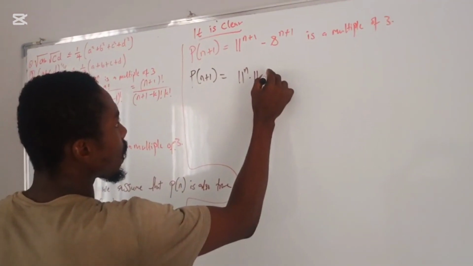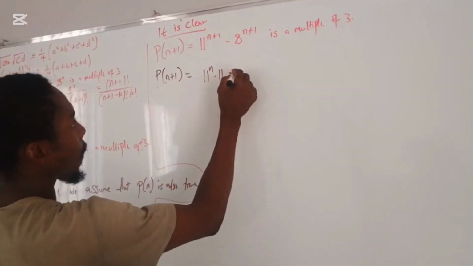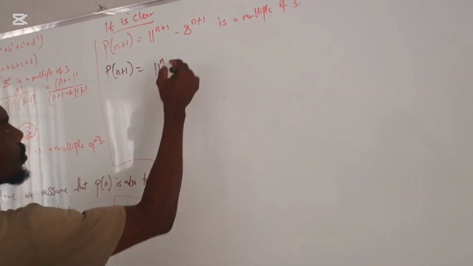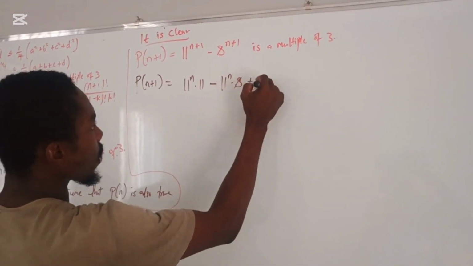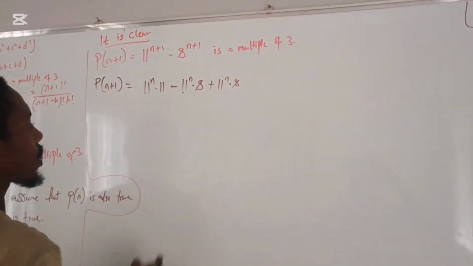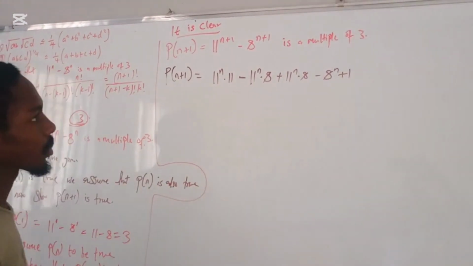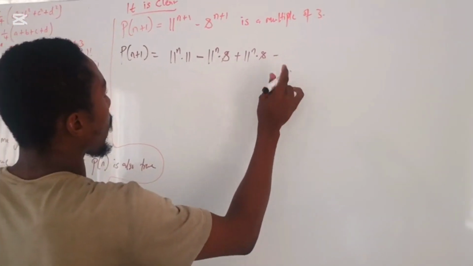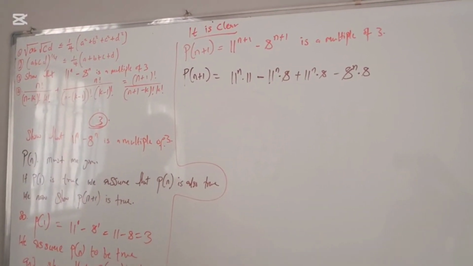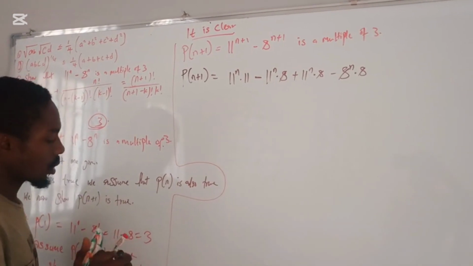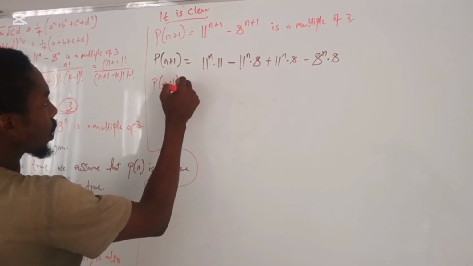So now, P of n plus 1 is equal to 11 raised to the power n multiplied by 11, which is 11 raised to the power n plus 1. They are the same thing. Now, minus 11 raised to the power n times 8, plus 11 raised to the power n times 8, minus 8 raised to the power n times 8. Oh, sorry for the noise. We continue.